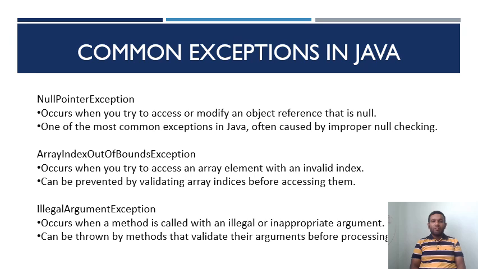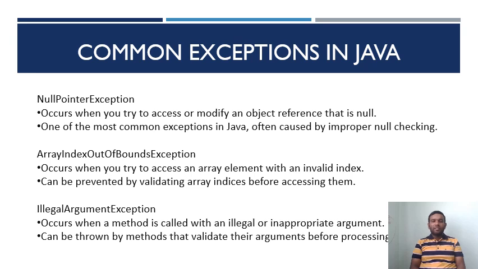One of the most common exceptions in Java is the null pointer exception. This is often caused by improper null checking. The second one is array index out of bounds exception. It occurs when you try to access an element with an invalid index. This can be prevented by validating array indices before accessing them.